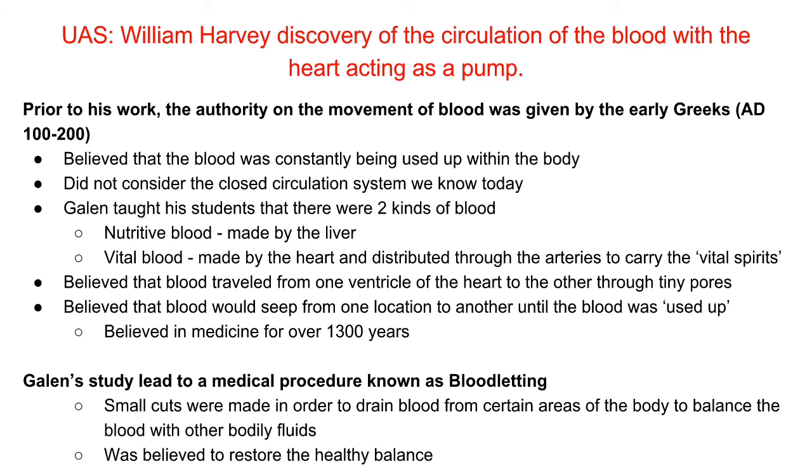Galen taught his students a couple of things. He taught them that there are two kinds of blood: the nutritive blood, which was made by the liver, and the vital blood, which was made by the heart and distributed through the arteries to carry the vital spirits. He also taught them that blood traveled from one ventricle of the heart to the other through tiny pores, and that blood would seep from one location to another until the blood was used up. This was believed in medicine for over 1300 years.